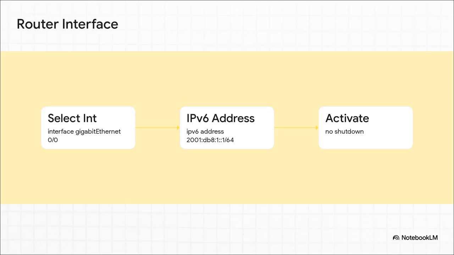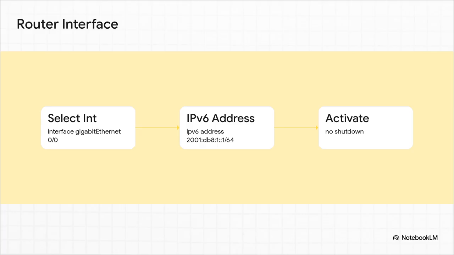Next up, we need to prep the specific router interface that actually connects to our clients. So we enter interface config mode for GigabitEthernet 0/0. Here we're assigning the initial IPv6 global unicast address to the router interface itself. In this example, that's 2001:db8:1:1/64. And finally, we wake the interface up with the no shutdown command. Now our router has a pulse on that network segment.